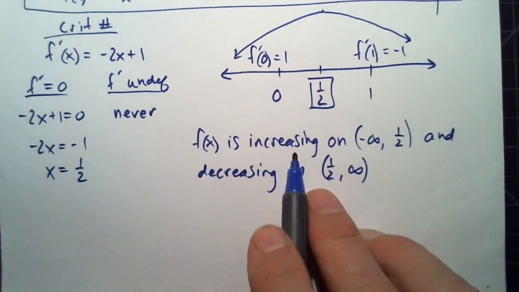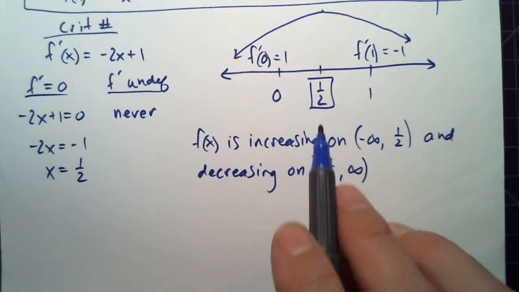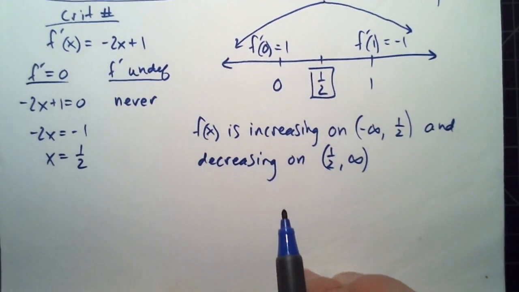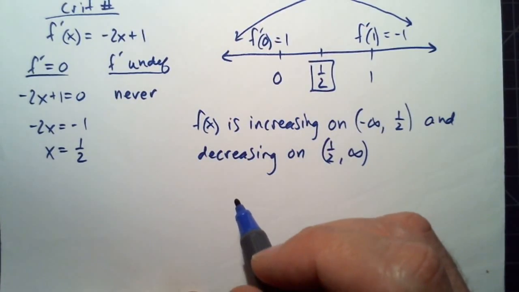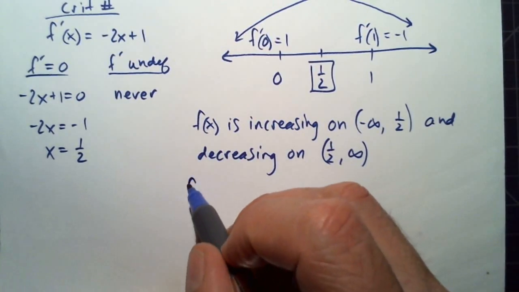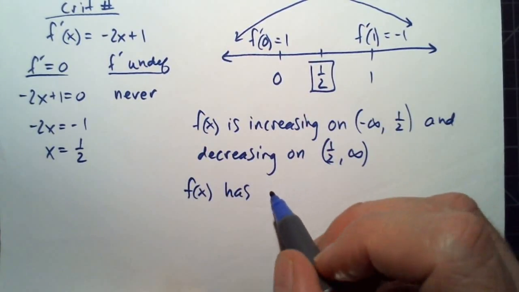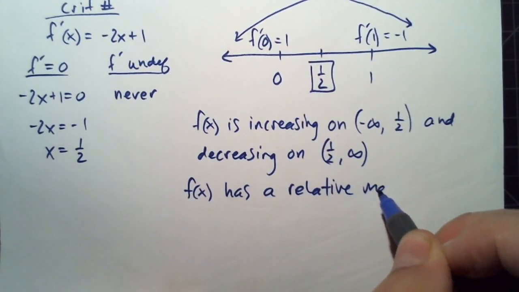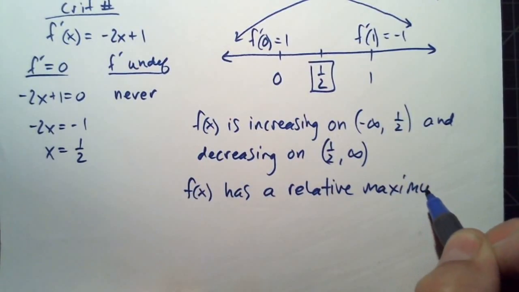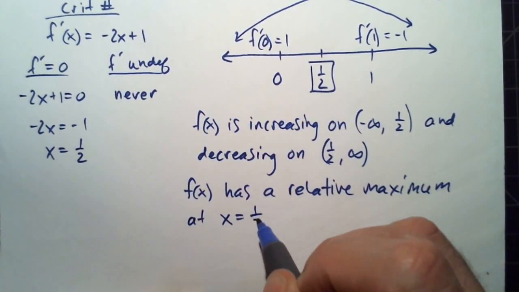If we said this and then we said that there's a relative maximum when x equals 1/2, that would be a complete answer. But if we haven't said this yet, when we say what the relative maximum is, we have to say f of x has a relative maximum at 1/2.